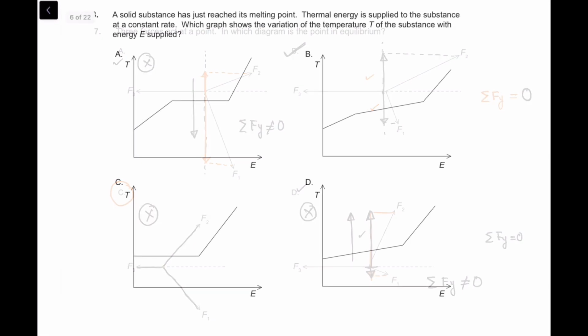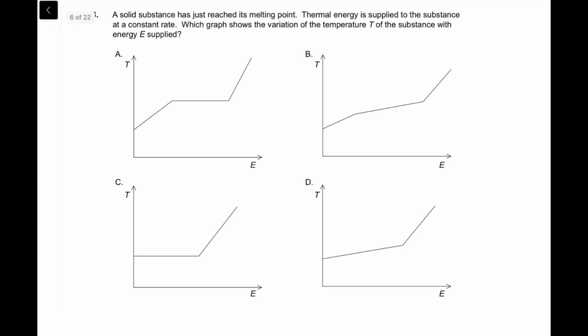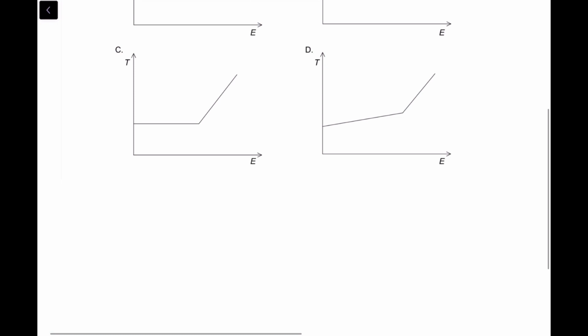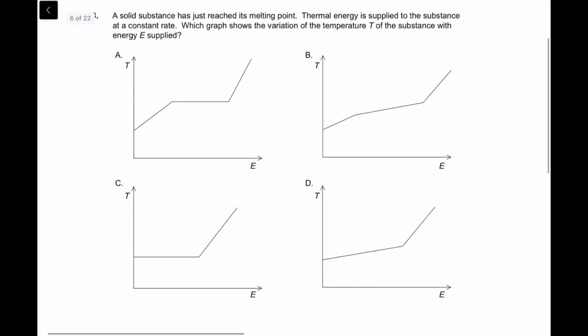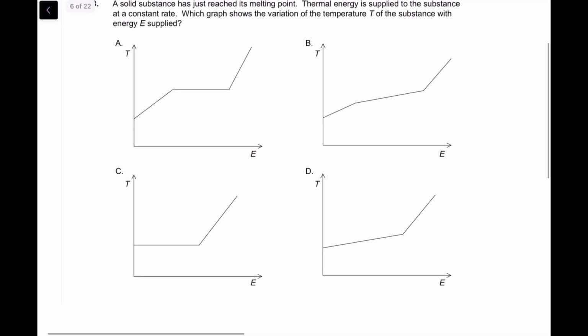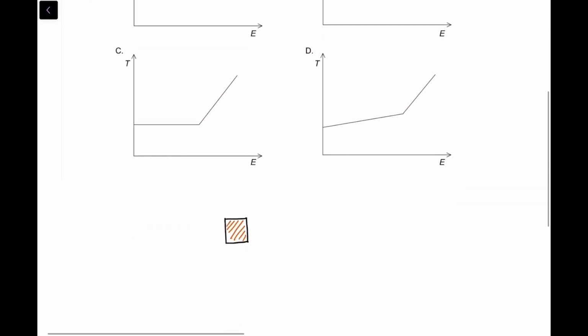Proceeding on to the next question, it states that a solid substance has just reached its melting point. Suppose this is the solid substance, such that it has just reached its melting point. Now thermal energy is being supplied to the substance at a constant rate. Which graph shows the variation of temperature with the energy supplied? First of all, it has just reached its melting point.